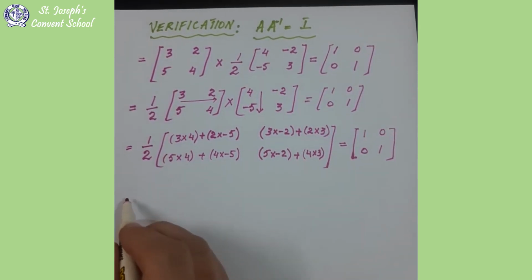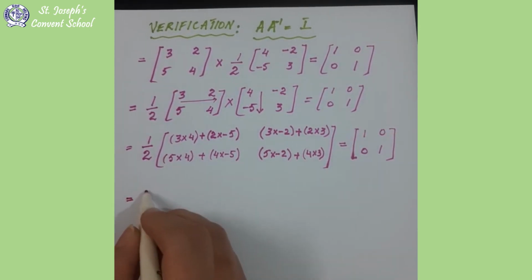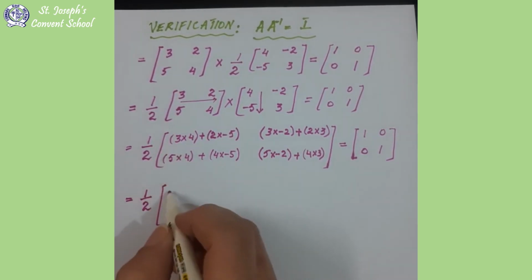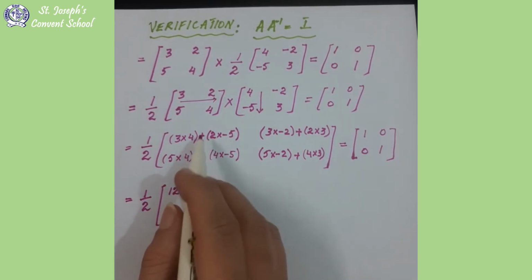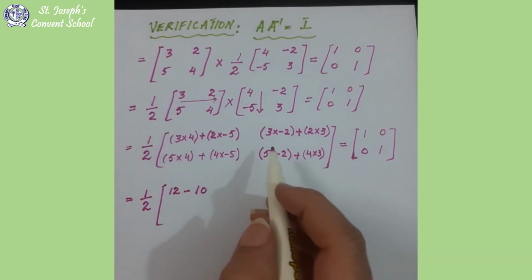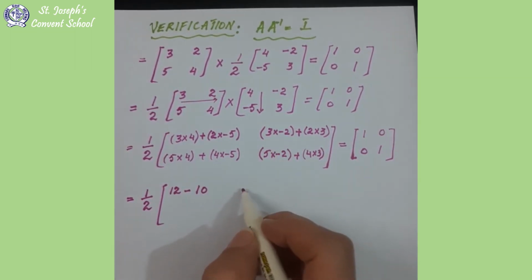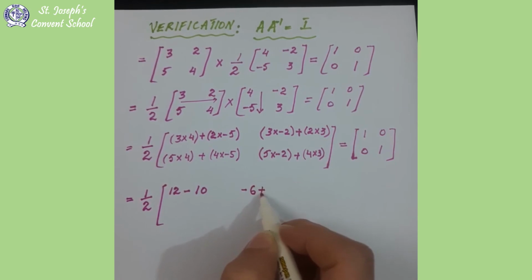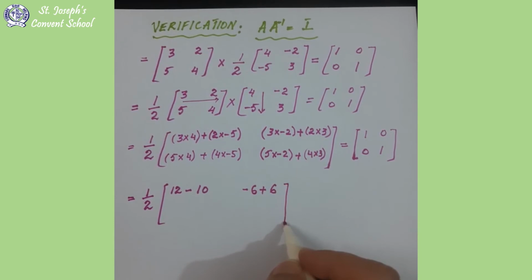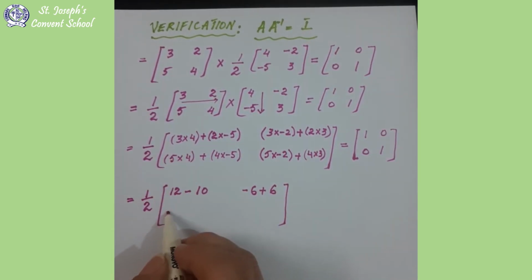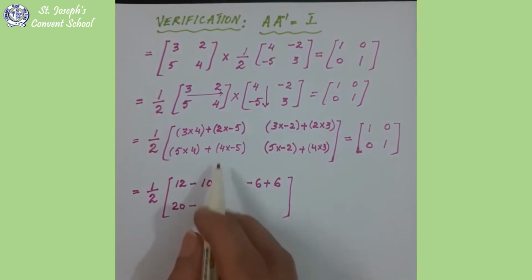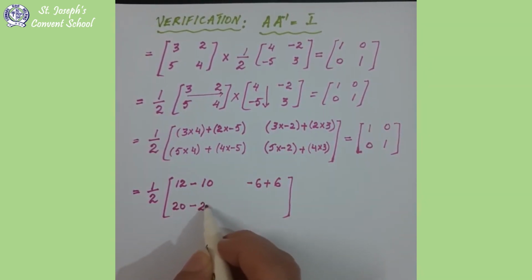Now solve it. 1 upon 2 as it is. You can multiply. 3 into 4, 12. Minus into plus minus 2 into 5 is 10. 3 into 2, 6, minus 6. Plus 2 into 3 is 6. Then 5 into 4 is 20. Minus into plus minus 4 into 5 is 20.